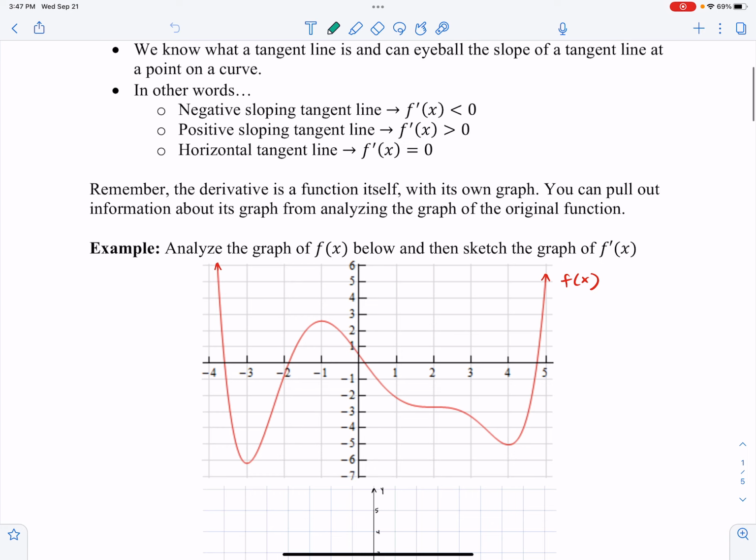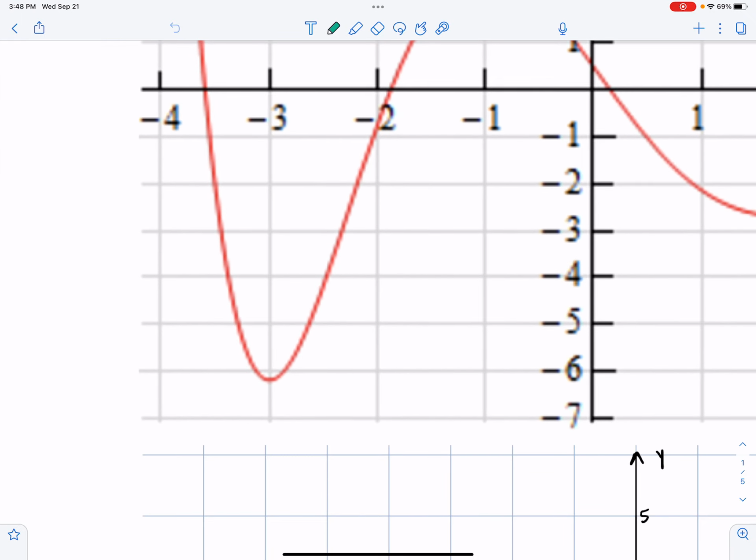So here I've given us the graph of f of x, and we want to figure out what f prime would look like, a rough sketch of what f prime would look like, from the information that I've listed above. So I'm going to start by looking for where it appears there are horizontal tangent lines, so where f prime would be equal to 0, because those are going to be x-intercepts on the graph of f prime.